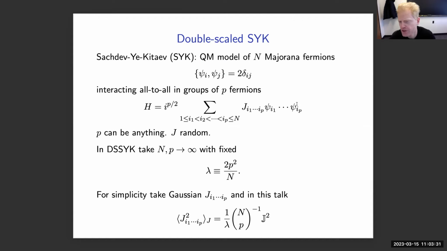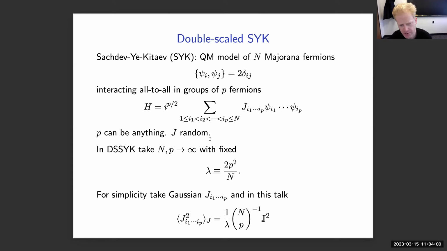By the way, can you see the pointer? Yep. Okay, thanks. And the coefficients are these J's, which are random couplings that I'll specify in a second. Sometimes p is denoted by q, but it's more convenient for me to use p. You'll see why in a moment. It can be any number, 4 or anything else in general.